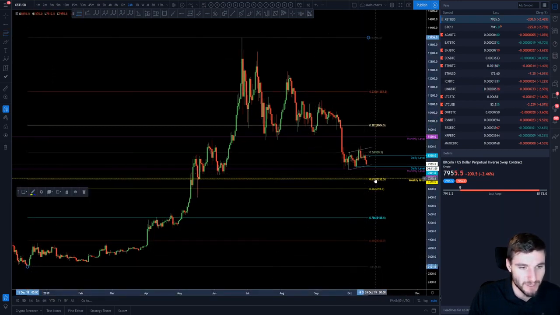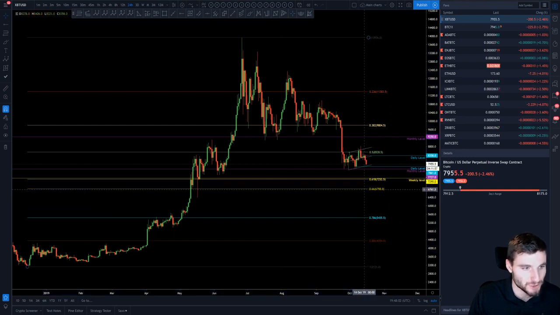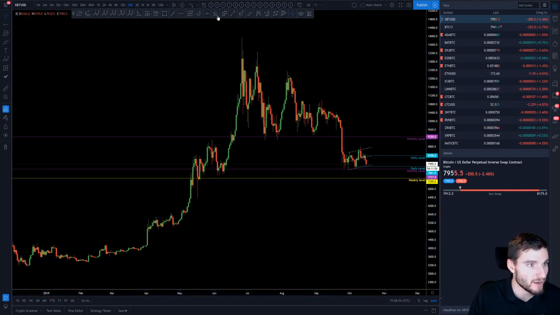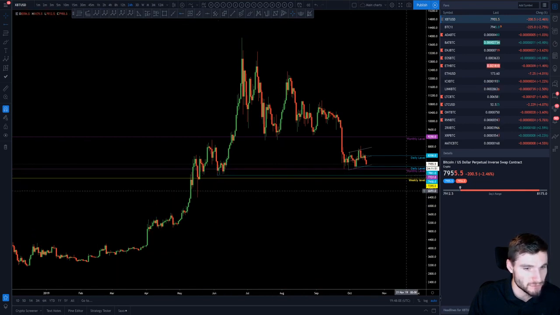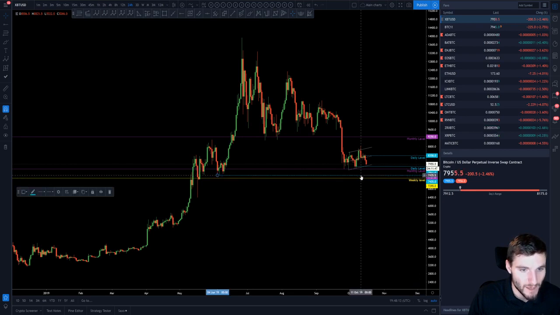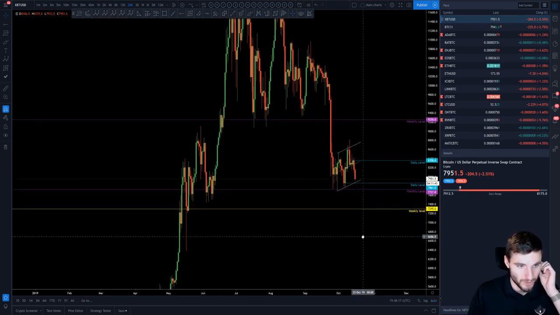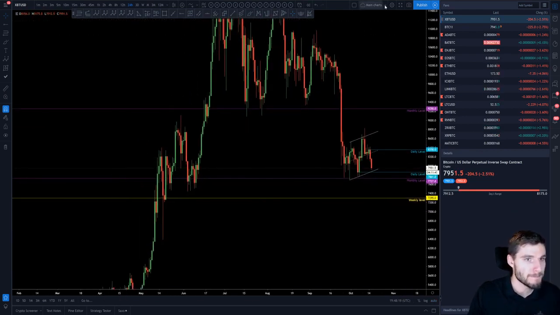Seeing the 0.618 on a weekly, that's 7.2, strong support. I also wanted to highlight the lows of these wicks, which I'm looking to essentially try and swing failure, which comes in at 7,435. Okay, so those are the important levels just off the bat for you all.